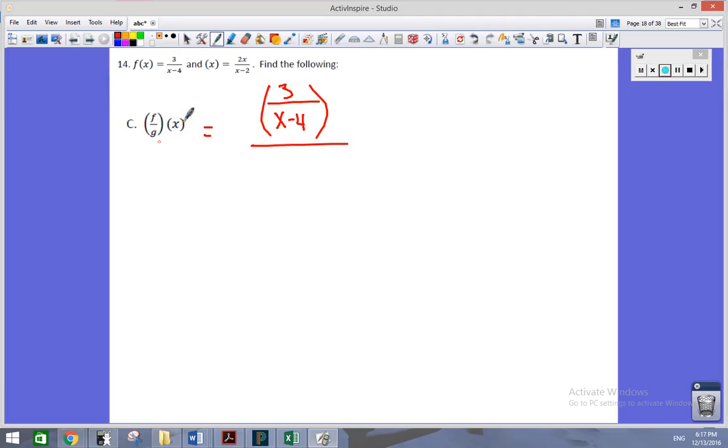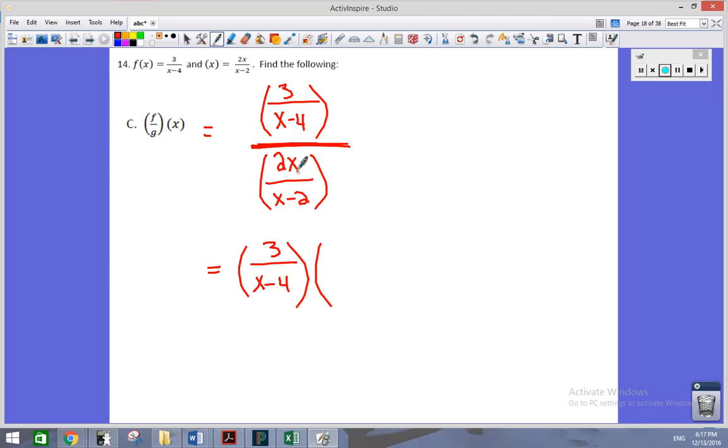And that's being divided by g of x, which is 2x divided by x minus 2. So this fraction bar right there is division, and you can change that division to multiplication, and I can multiply these two fractions together if I take the reciprocal of the divisor. If I flip this, x minus 2 is now in the numerator and 2x is in the denominator.